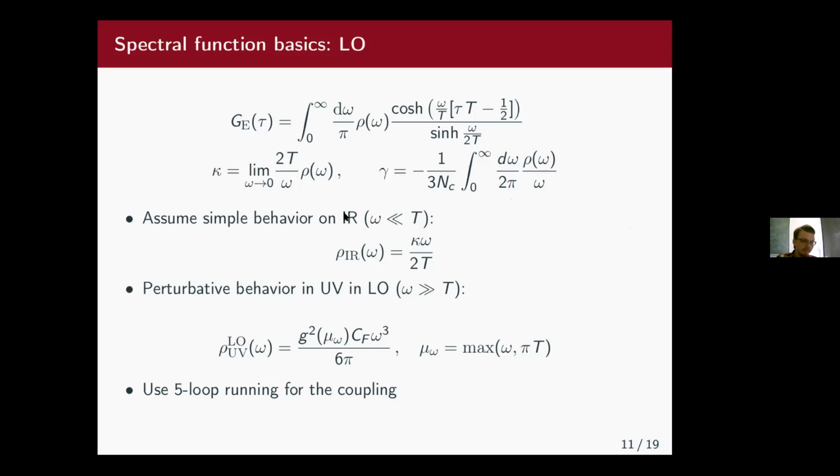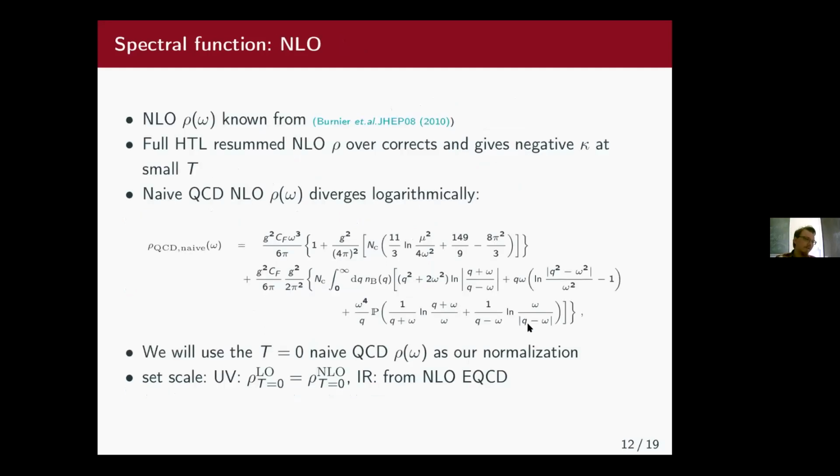In the infrared, the model we assume for the spectral function is just the simplest possible, so we invert the definition of kappa. It must hold at omega 0. This is basically the first Taylor expansion coefficient. And in the UV, we assume perturbation theory to be true. Here is the leading order option. And then we will actually use the next to leading order option, which is given by this equation.